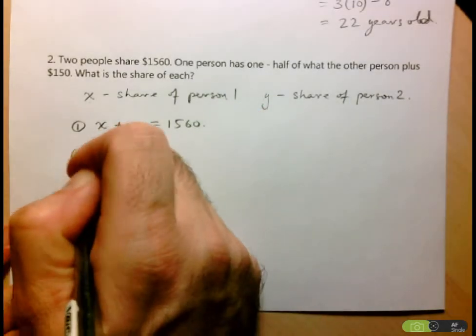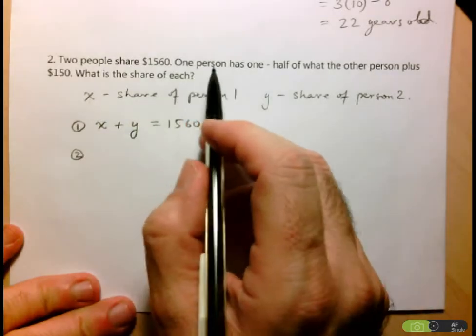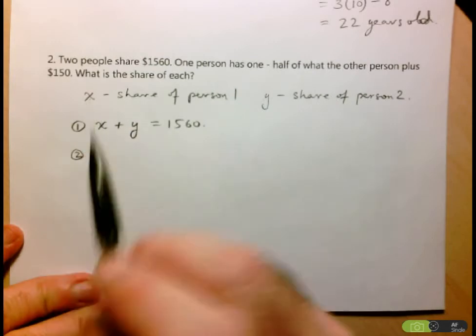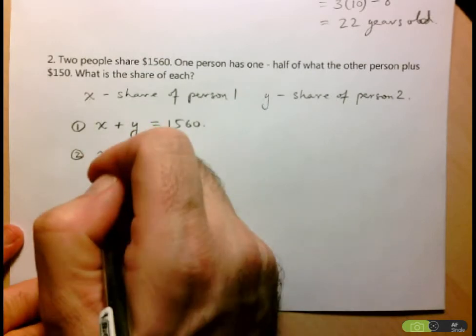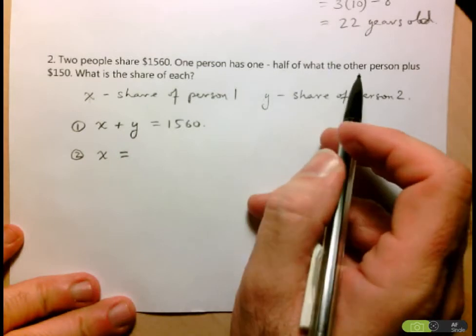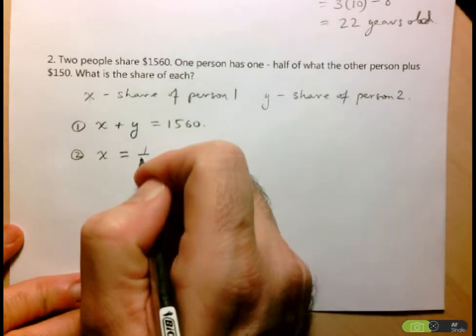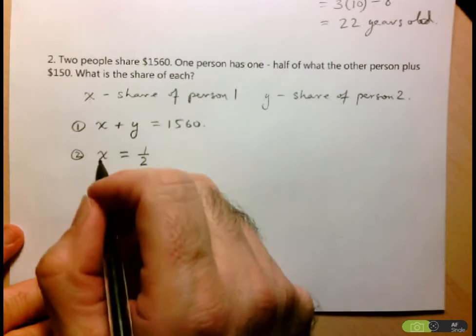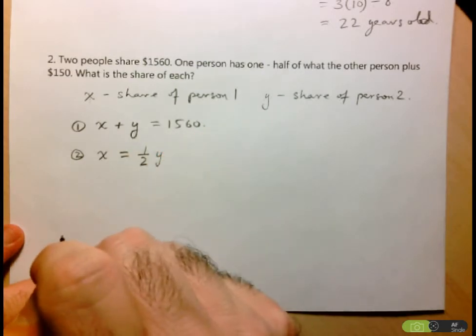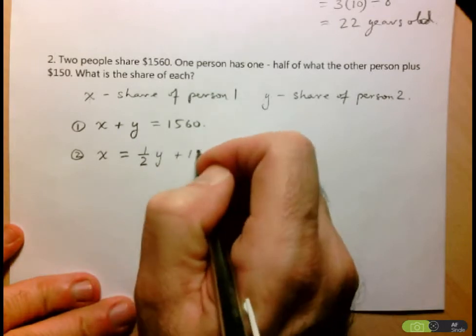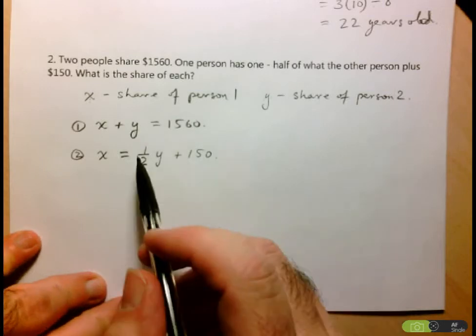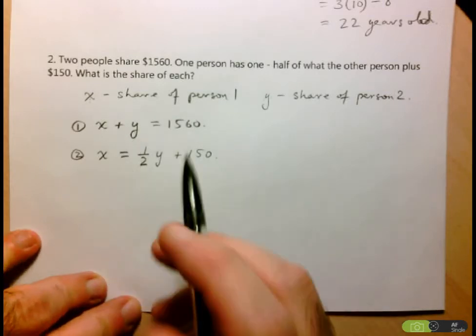Second one, need to do a bit of work here. So it says one person has, this is your equal sign. So one person, let's say we call that X, has, so equals half of what the other person has. So if this is one person, Y must be the other person, half of what Y has, plus $150. And here now we have our system of equations.